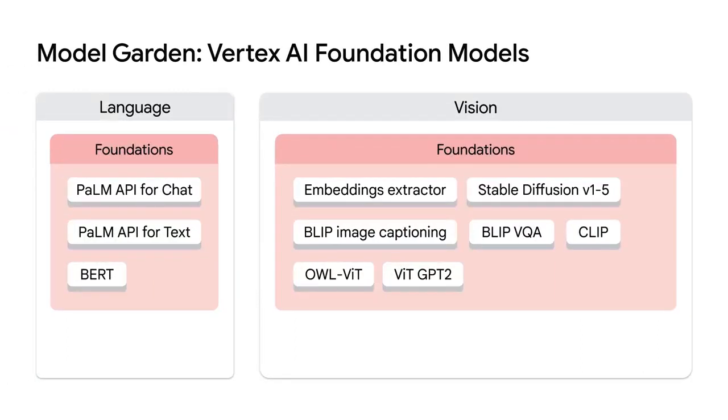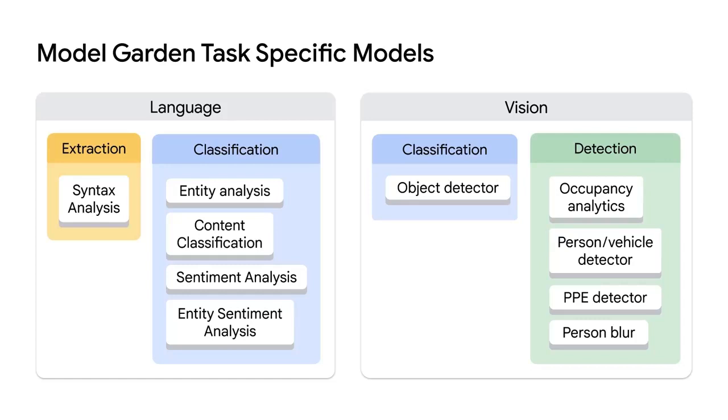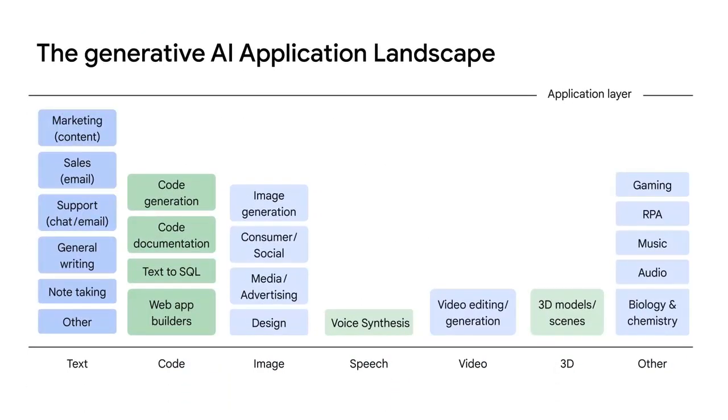If you're looking for foundation models, Vertex AI offers a model garden that includes foundation models. The language foundation models include Palm API for chat and text. The vision foundation models include Stable Diffusion, which has been shown to be effective at generating high-quality images from text descriptions. Let's say you have a use case where you need to gather sentiments about how your customers are feeling about your product or service. You can use the classification task sentiment analysis task model. Same for vision tasks. If you need to perform occupancy analytics, there is a task-specific model for your use case. So, those are some examples of foundation models we can use.